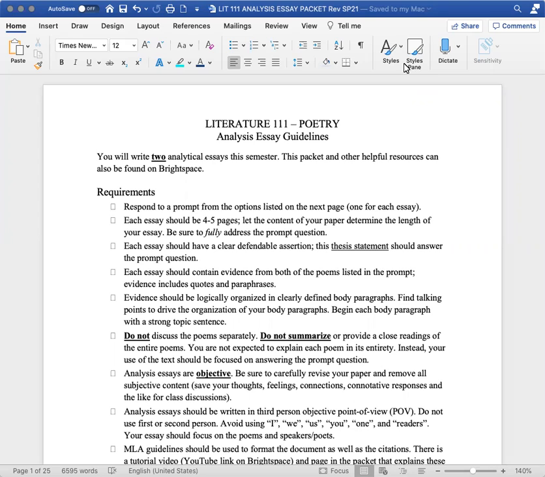Everything that you need is in this packet. So the first analysis essay is due at the end of week 8. The second analysis essay is due at the end of week 10. And there are some other helpful resources on Brightspace. If you would like some guidance with grammar or proofreading techniques, look on Brightspace under the analysis essays module, and you'll find those resources there.